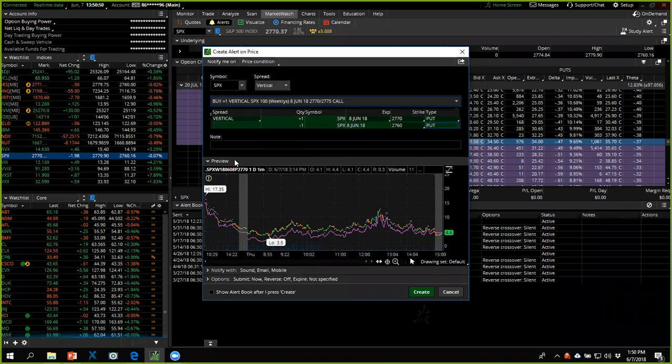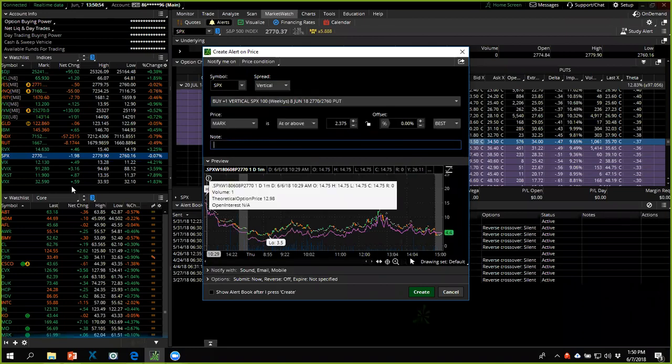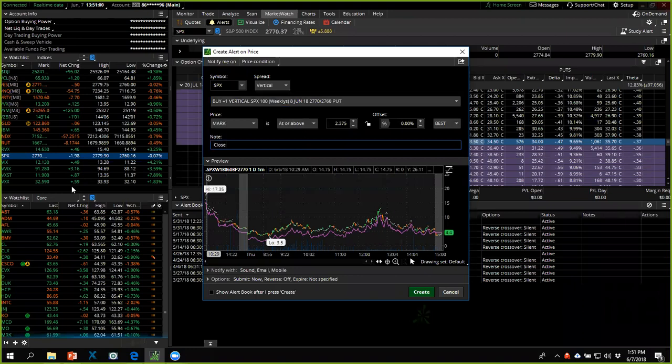So now I can create an alert on it. And by the way, this little note column is really nice. You can write a note to yourself that will pop up in your text message and your email that says, what should you do when this alert goes off? I'll just put in some kind of note like that, put debit spread.